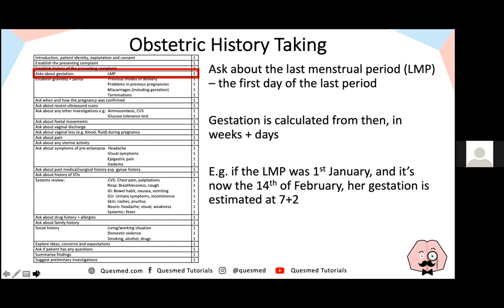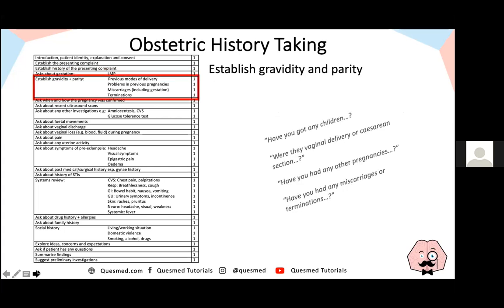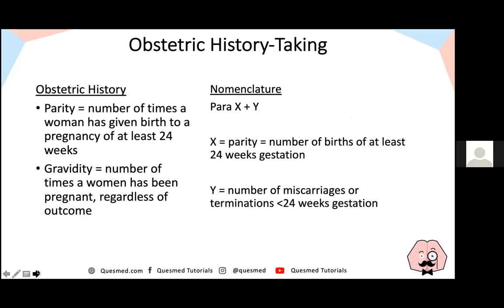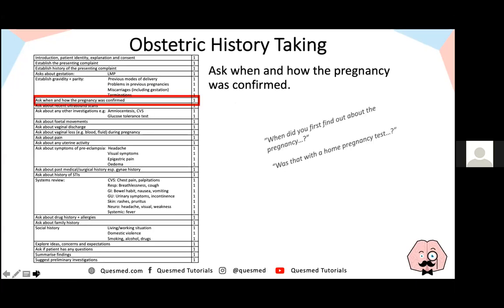So she is 7 weeks plus 2 days. We want to establish her gravidity and parity, and I'm not going to go into that again, we've already been through that, but that's essentially how many times she's been pregnant and what has been the outcome of those pregnancies. I also like to ask at that point if there's been any problems in her previous pregnancies. And I like to ask when and how the pregnancy was confirmed.